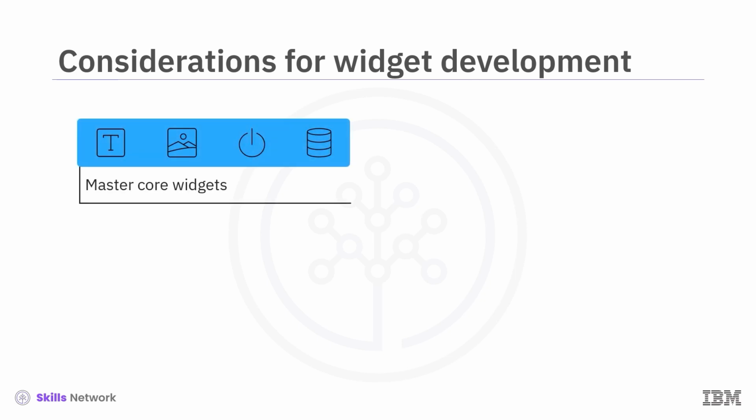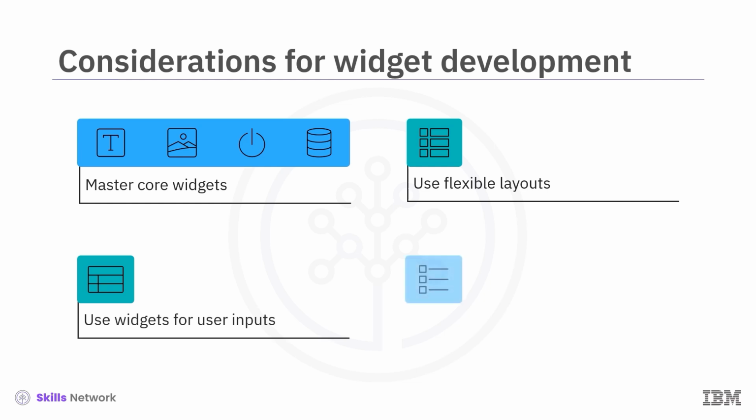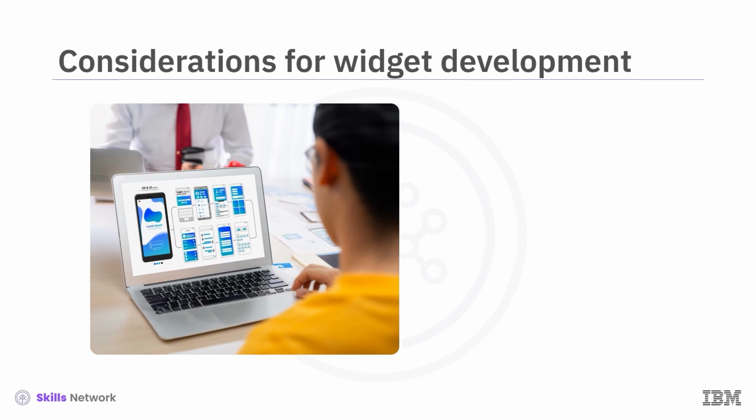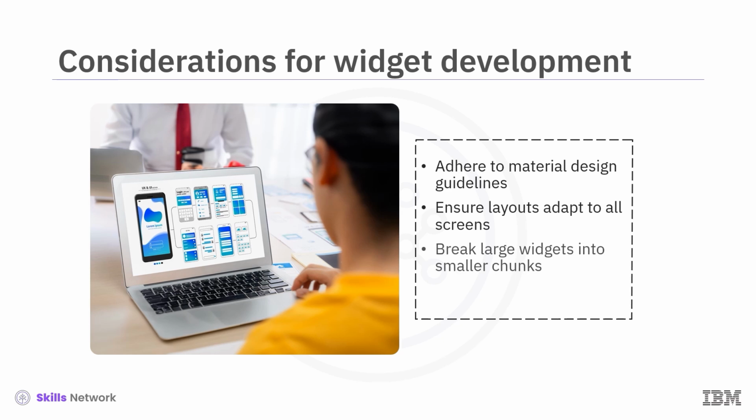Similarly, to master the core widgets, explore text, image, button, icon, and container to build foundational UI components. Understand how to use flexible layouts. Learn form widgets for user input, and explore the list and grid for displaying data efficiently. For the best UI designs, adhere to material design guidelines for a consistent look and feel, and ensure layouts adapt to various screen sizes. Additionally, to avoid common pitfalls, break down large widgets into smaller, reusable ones and follow design guidelines for a polished look.